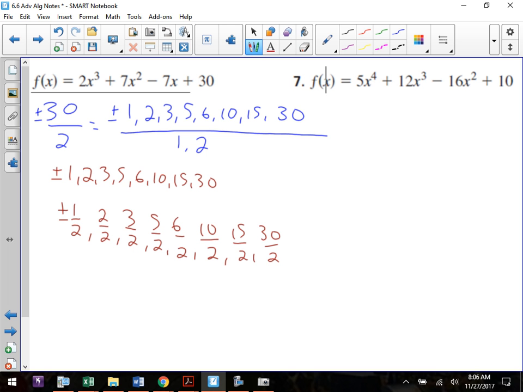As you get into this part, you'll notice 2 over 2 is also 1, so I don't have to list it because it's already been counted. This one goes away. 3 over 2 is new. 5 over 2 is new. 6 over 2 is 3, so it goes away. 10 over 2 is 5, so it goes away. And then 30 over 2 is 15, so it goes away. So yes, you go ahead and simplify some of those and check to see if they've already been counted.